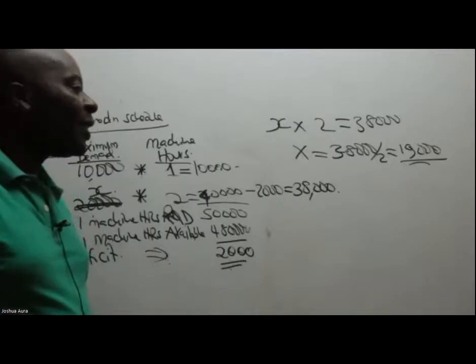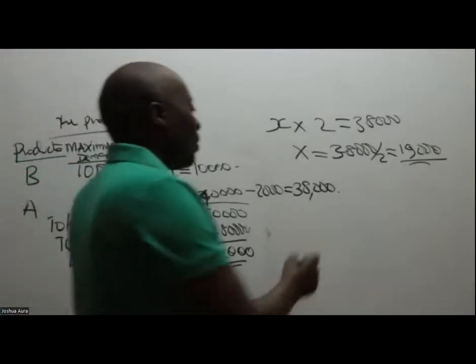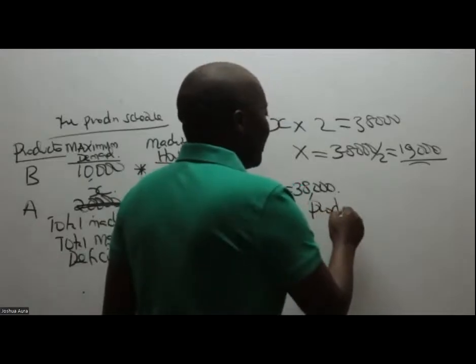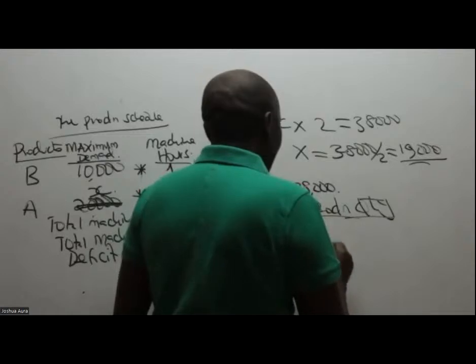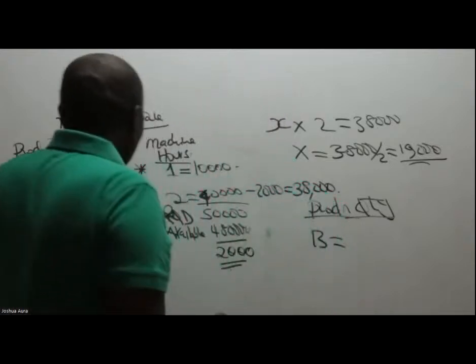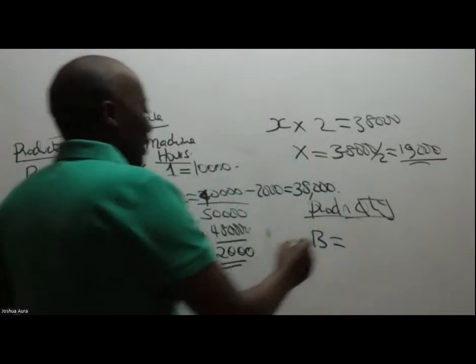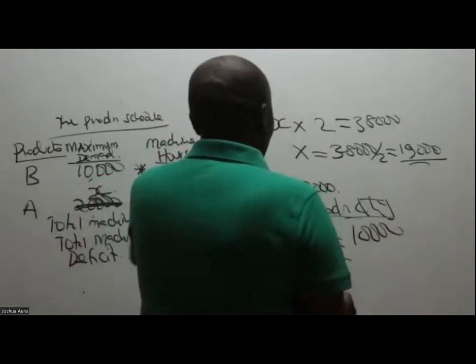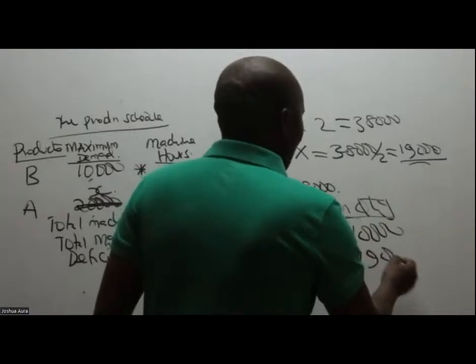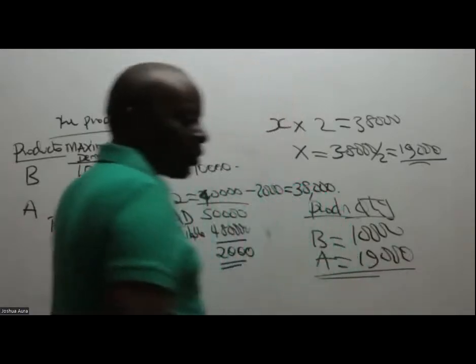So implying, ladies and gentlemen, at the end of the day, the production quantities that you're advising these people to produce will be: B, of course, you're not touching the quantity here, B is 10,000. And then A is the new quantity that you got here, which is 19,000. And now that is the end of that question.